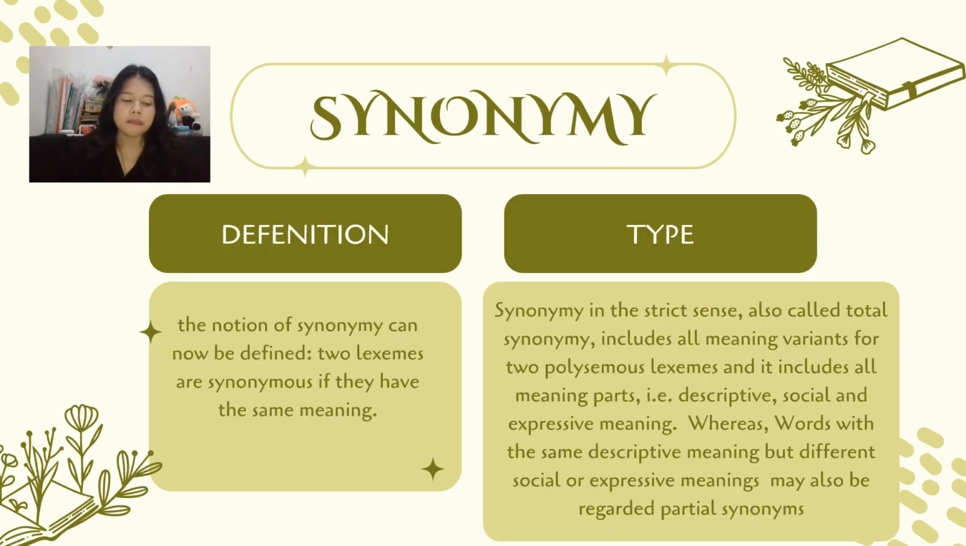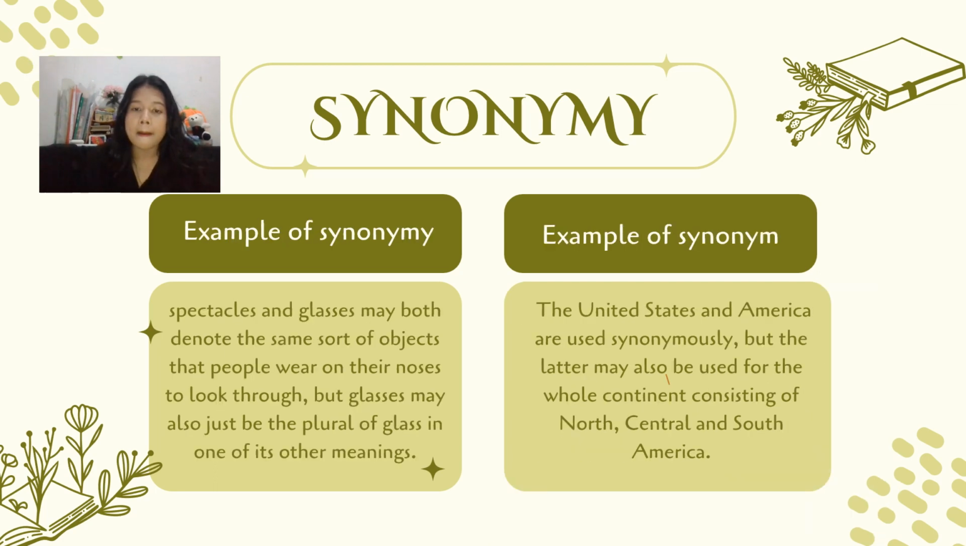Next, synonymy. The notion of synonymy can now be defined: two lexemes are synonymous if they have the same meaning. Synonymy in the strict sense, also called total synonymy, includes all meaning variants for two polysemous lexemes and includes all meaning parts: descriptive, social, and expressive meaning. Whereas words with the same descriptive meaning but different social or expressive meanings may be regarded as partial synonyms.